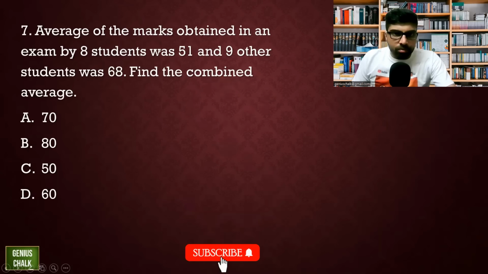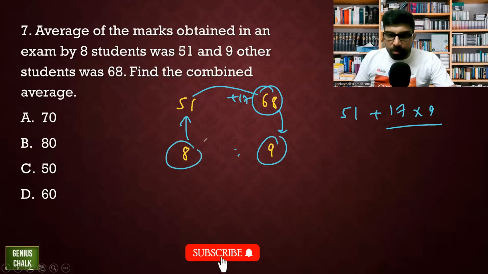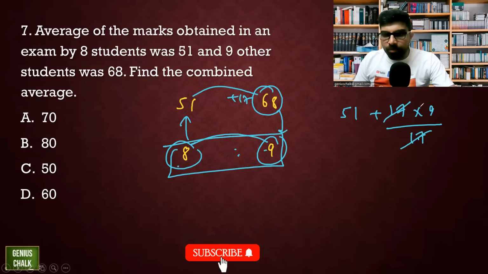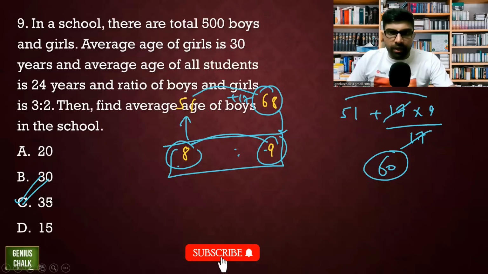Now the third way. 51 marks for 8 students, 68 marks for 9 students. Now what will be happening? If you say the total is 51 itself, now this 17 is how much more? This is 17 more than this, and this is for 9 students, and whatever the difference is, it will be distributed among all students. So it will be distributed among 17 students, which is 8 plus 9. So 51 plus 9 is also giving you 60, which is my fourth option. You can go either of the ways, but your answer should be correct.